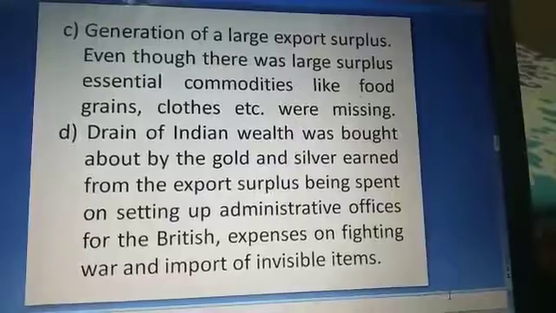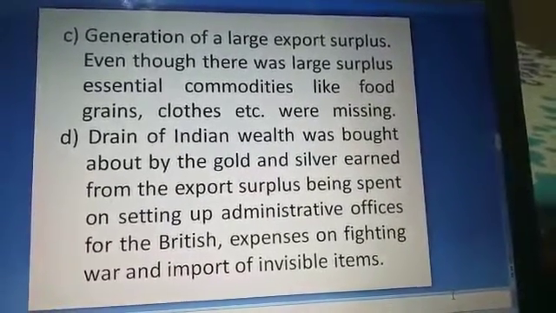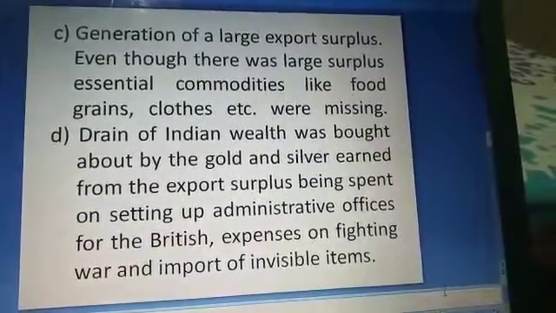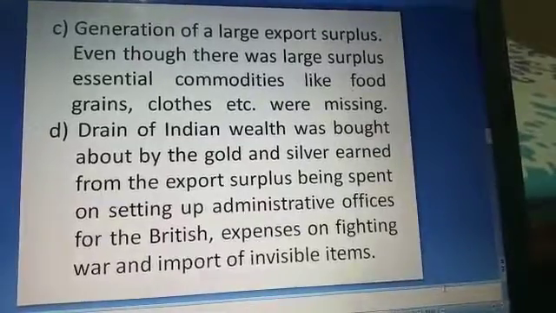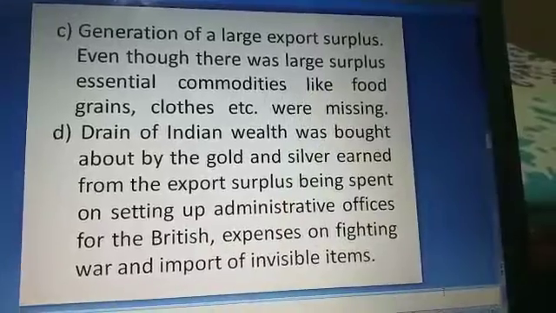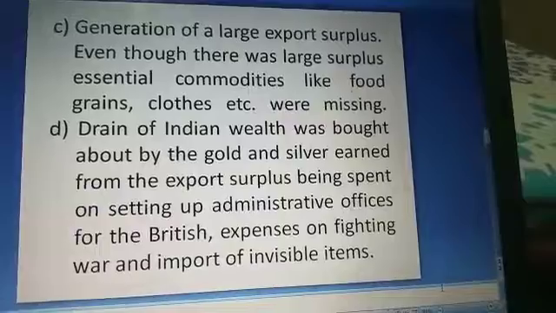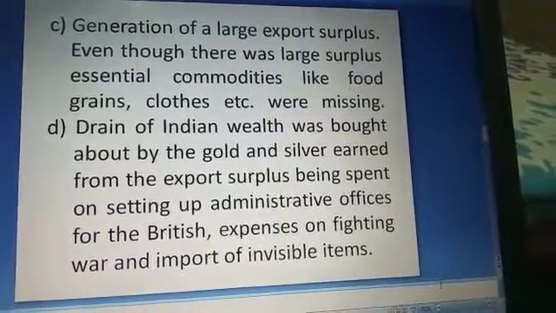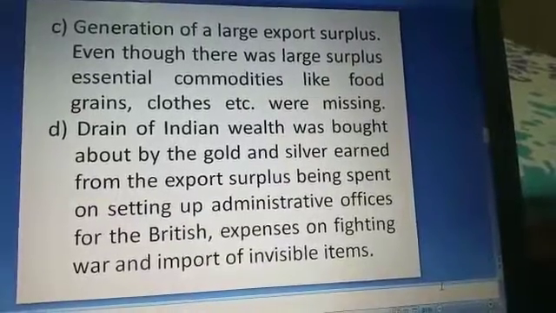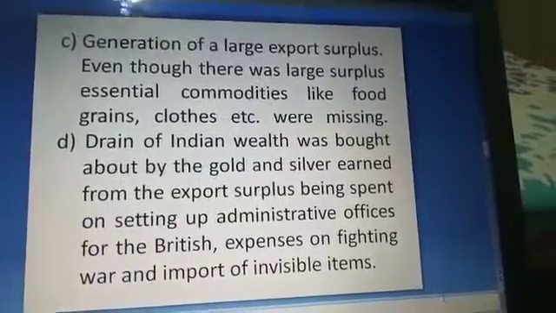The third point, generation of a large export surplus. Even though there was a large surplus, essential commodities like food grains, clothes, etc., were missing. And the last point underneath this is drain of Indian wealth was brought about by gold and silver earned from the export surplus, which were being spent on setting up administrative offices for the British, expenses on fighting the World War, and import of invisible items.